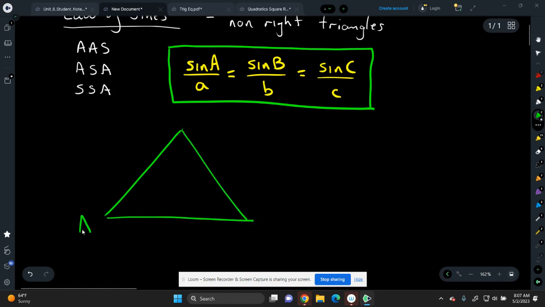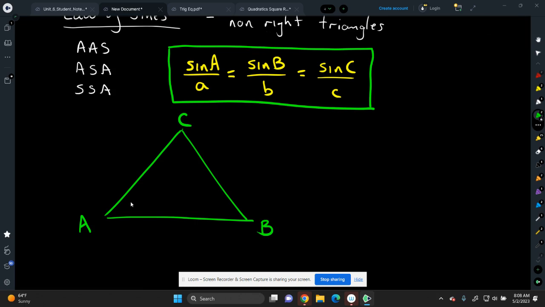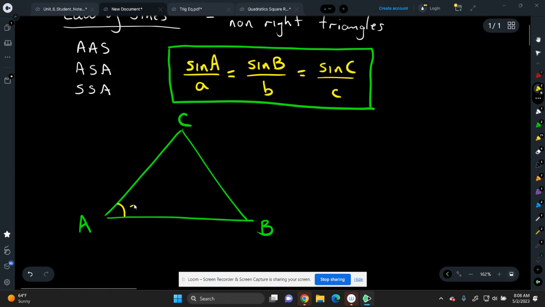So if I have a triangle, I'll call it ABC. Doesn't matter where I put angle A, B, or C. However, it is important to keep the corresponding sides with each other. So here's angle A. We represent the angles with uppercase letters, and we represent the sides with lowercase. So angle A points to side A. Angle B points to side B, and angle C points to side C.